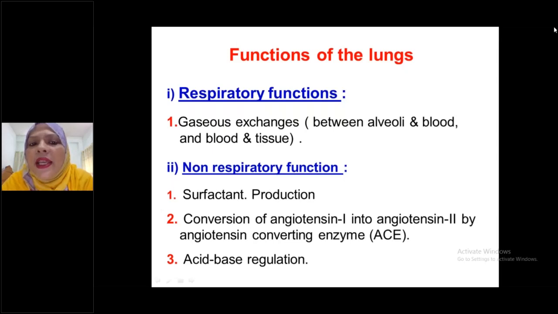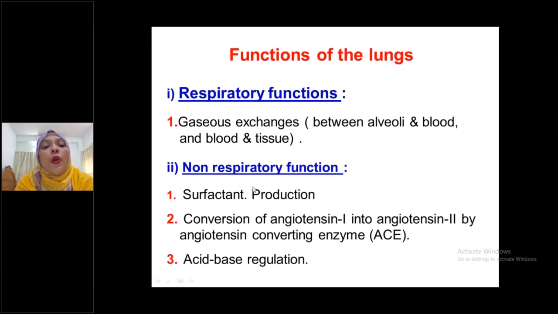You can divide here into respiratory functions and non-respiratory functions. You have to write in your exam khata this way. Respiratory function: only one function, that is gaseous exchange, between alveoli and blood and tissue. Gaseous exchange means transport of oxygen from the environment to the lungs and removal of carbon dioxide from the lungs to the environment. That is gaseous exchange. This is the respiratory function of the lungs.